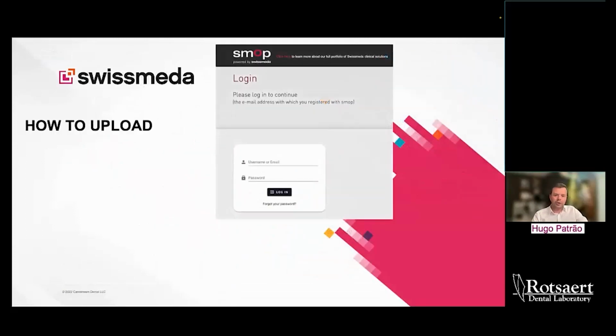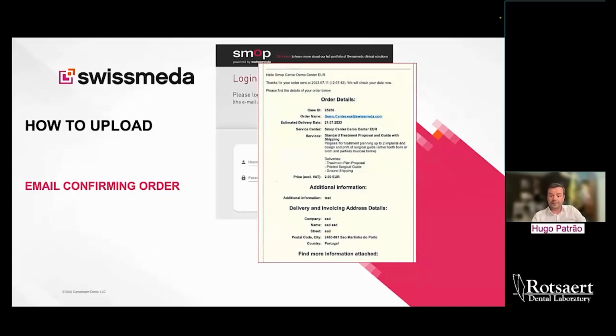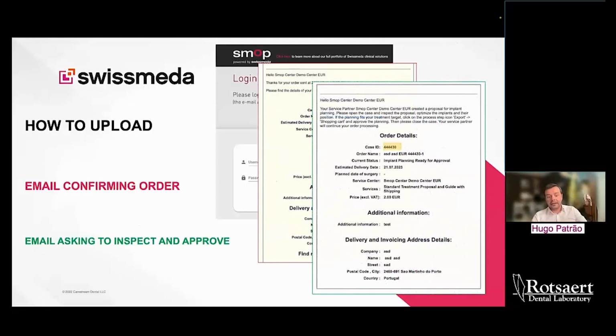So before going on to the questions, this is exactly what we're talking about. Once you have the CBCT, you go to the specific portal using your username and password. You don't need specific software for that, and you upload the data. Once you upload the data, you get an email confirming the order of exactly what you asked. And then you have an email asking you to inspect and to approve. Okay, so it's as simple as that. And before we go on, a hands-on so you'll be able to see how easy it is to do.